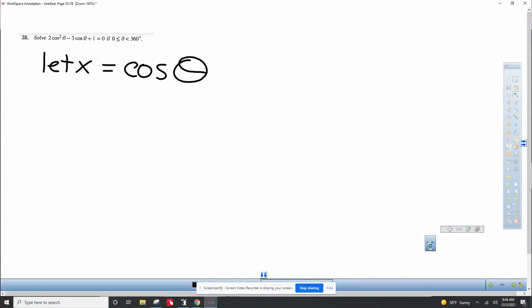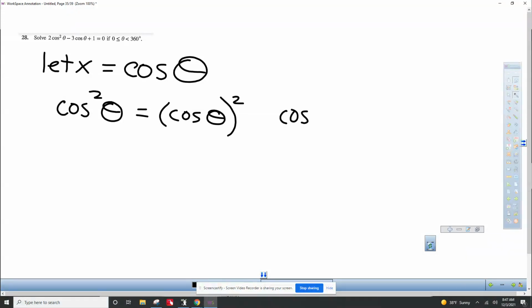Now, there is this little notational thing I want you guys to note. I hate it. When you see cosine squared of theta, this is yet another instance of mathematicians being lazy. It means cosine of theta squared, but not cosine of just squaring the angle. Take the cosine of the angle and then square it. Does that make sense? So therefore, cosine squared theta is just x squared. Does that make sense?